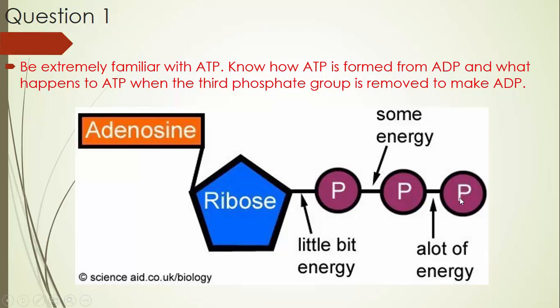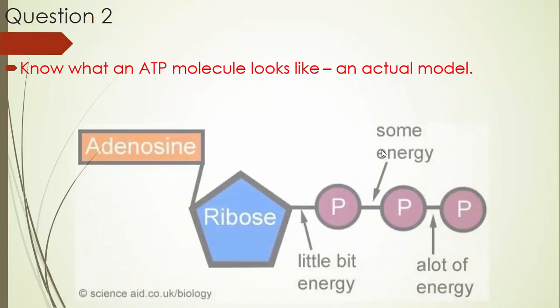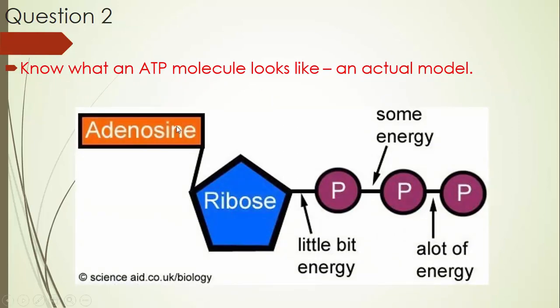But it says, know when the third phosphate group is removed, and when it's removed and the bond is broken, a lot of energy is released, and you're left with ADP. You're left with 2 phosphate groups. Know what an ATP model looks like. So this is an actual model. We have adenosine, we have ribose, and we have 3 phosphate groups. If we only had 2 phosphate groups, that would be ADP. Because we have 3 in this model, it is ATP.